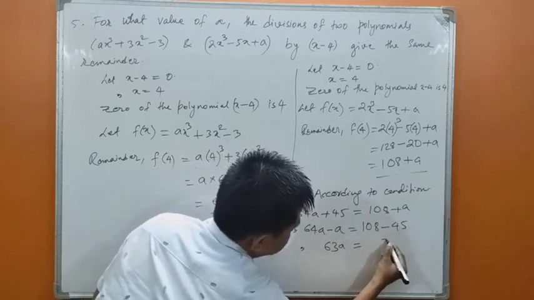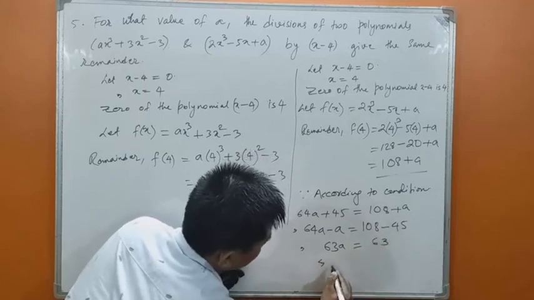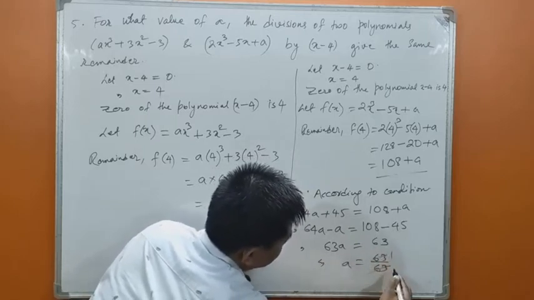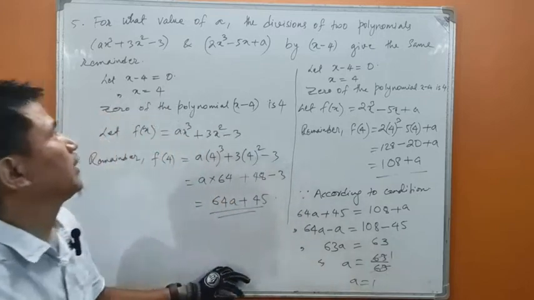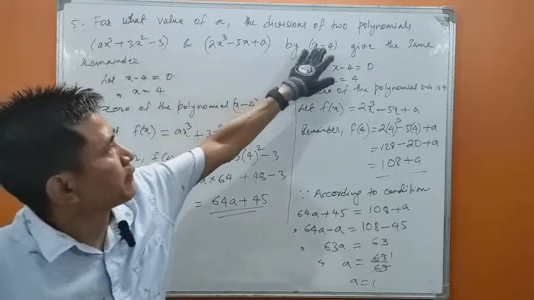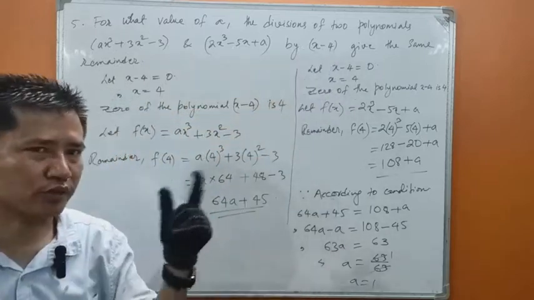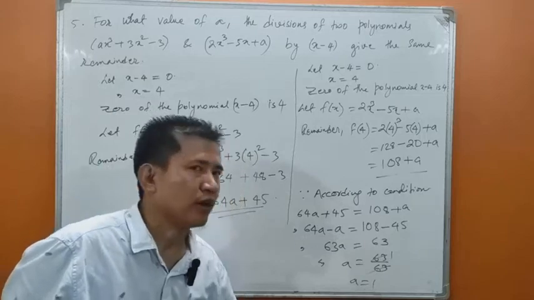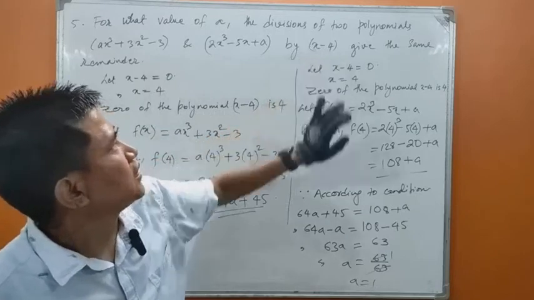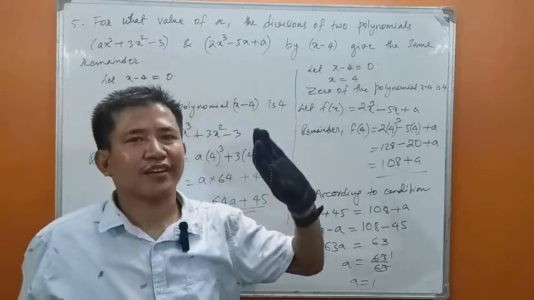8 minus 5 is 3. This becomes 10 minus 4 is 6, okay, or a equal to 63 upon 63, this 63 comes in the denominator. Let us cancel this and a equals to 1, okay. So for what value of a, this expression when divided by x minus 4 and this expression when divided by x minus 4 give equal remainder? The question was that, and we got a equal to 1. When the value of a is 1, this expression when divided by this will give the remainder which is equal to when this is divided by this, okay. Got my point?